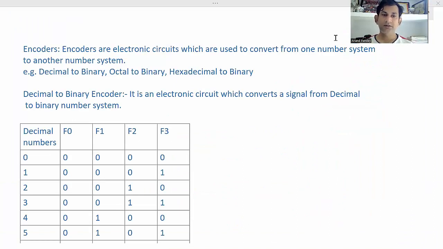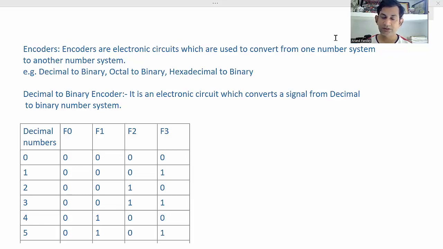Okay, now the next circuit is encoders. Encoders are electronic circuits which are used to convert from one number system to another number system. Means for example decimal to binary, octal to binary, hexadecimal to binary. These conversions can be done through encoders.